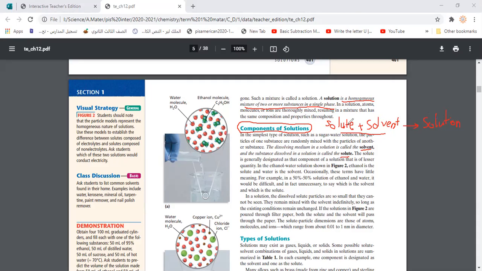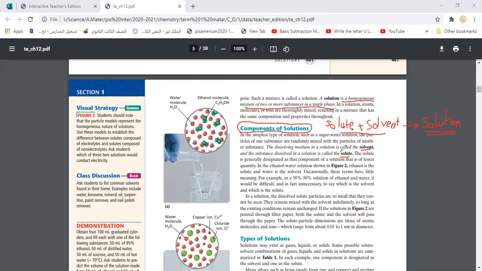Solute, the substance that dissolves in solvent. What is solvent? The substance which the solute dissolves in. So we know the components: any solution is made of solute and solvent. Regarding the amount of solute to the solvent, or the ratio between solute and solvent, we have different concentrations of solution. That means I could have solutions with different concentrations.